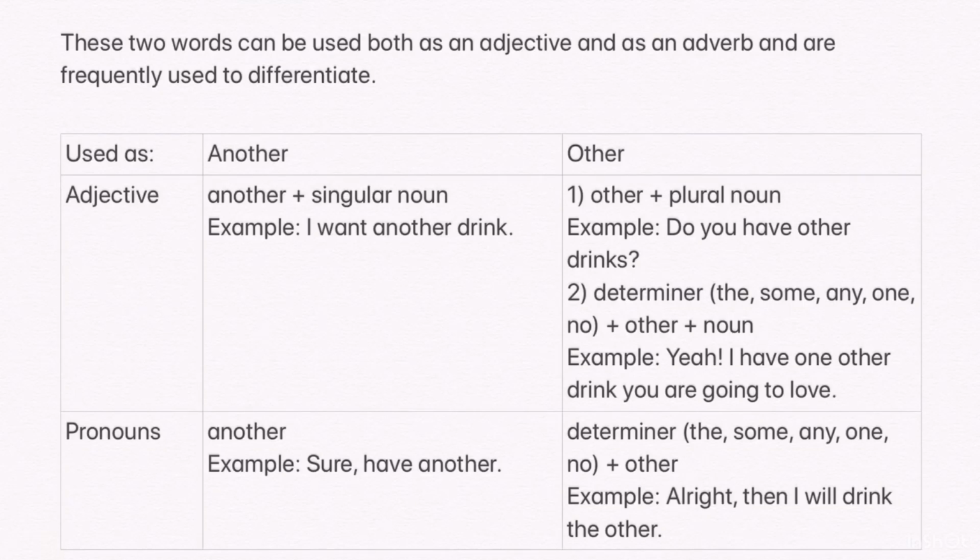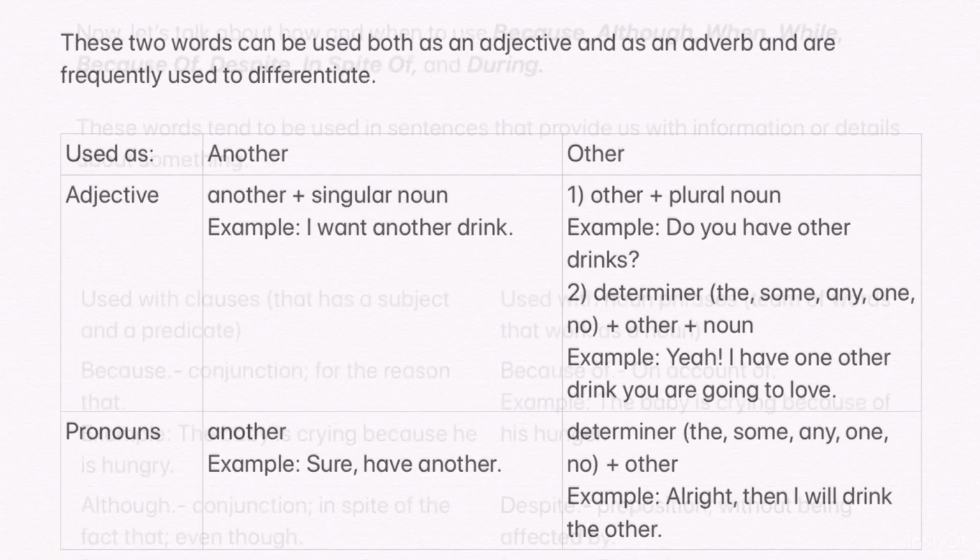Alright, so if you want to use another as a pronoun, what you do is just put another. Another instance for a pronoun would be, sure, have another. Sí, ten otra. And that's it. And if you want to use other as a pronoun, first you use a determiner plus other, and that's it. An example would be, alright, then I will drink the other. Okay, entonces voy a tomar la otra.